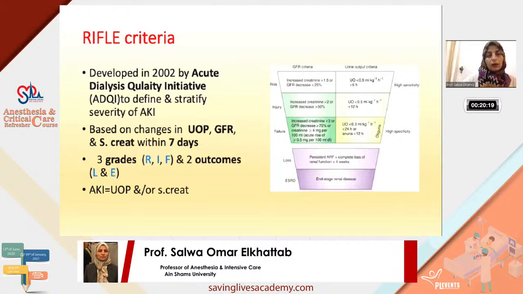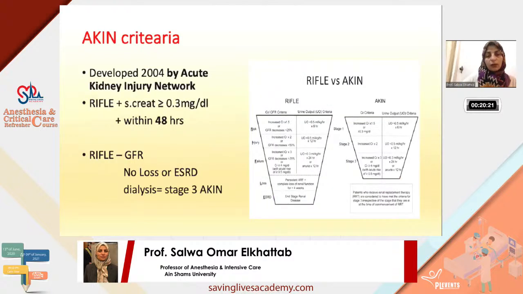Later on, the Acute Kidney Injury Network published another criteria. It's not like RIFLE, identifying risk, injury, failure, but rather stages: stage 1, 2, 3. Failure in RIFLE comes as stage 3 in acute kidney injury. It is similar to RIFLE in some items and differs in others. Here the duration to diagnose is 48 hours instead of 7 days in the RIFLE criteria.